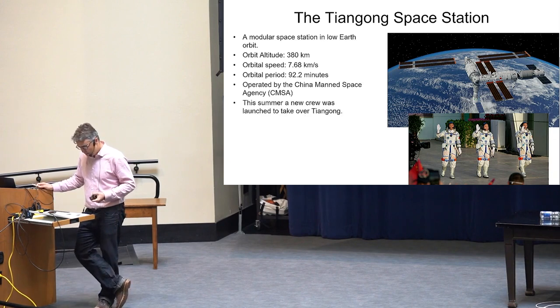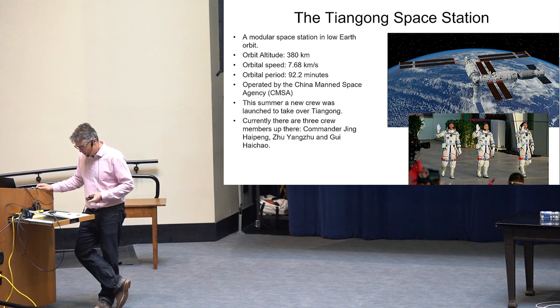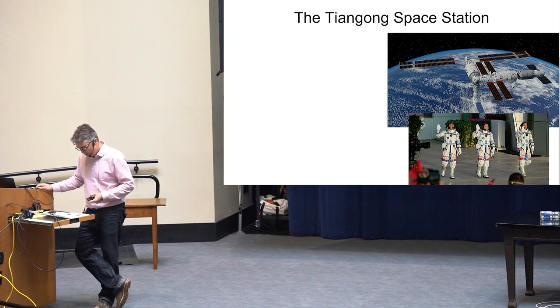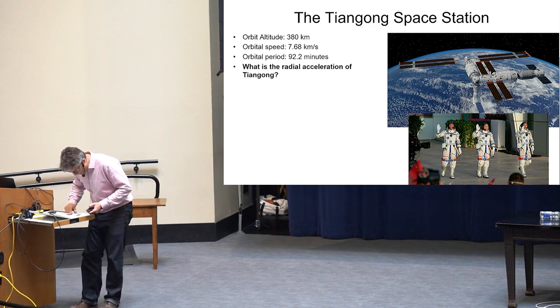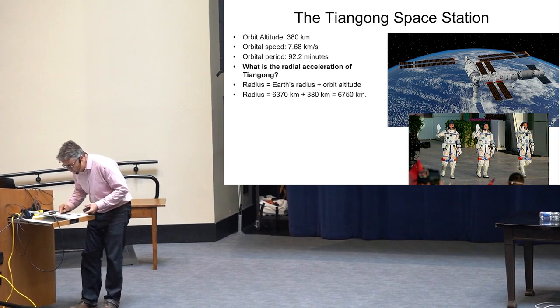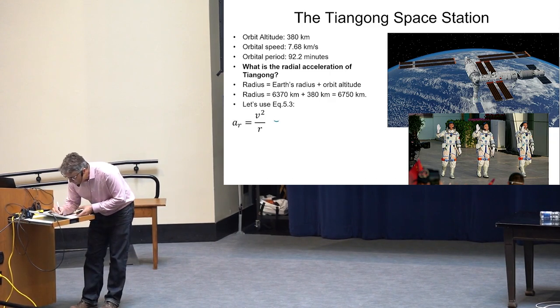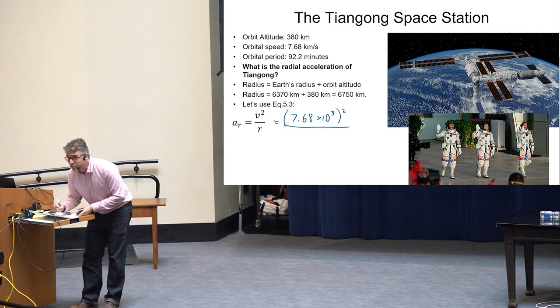China Manned Space Agency, CMSA. These guys went up there in the summer. Those are their names. So you can actually figure out the radial acceleration by using v squared over r. So v is equal to 7.68 kilometers per second, so don't forget to times by 10 to the 3 to get meters per second.